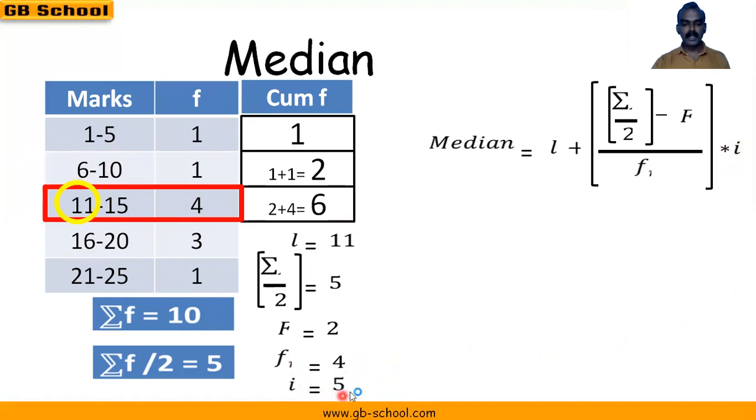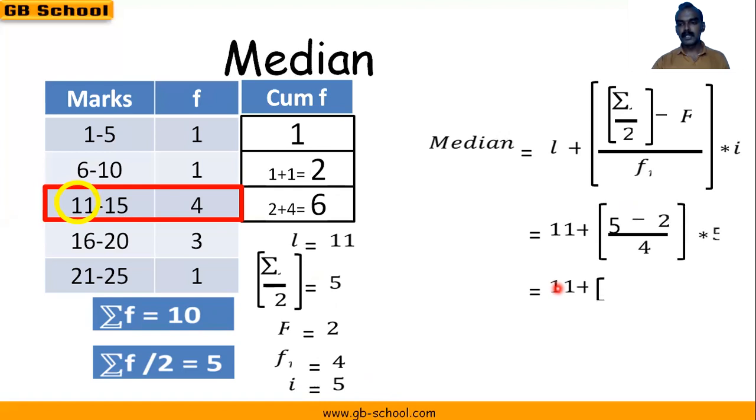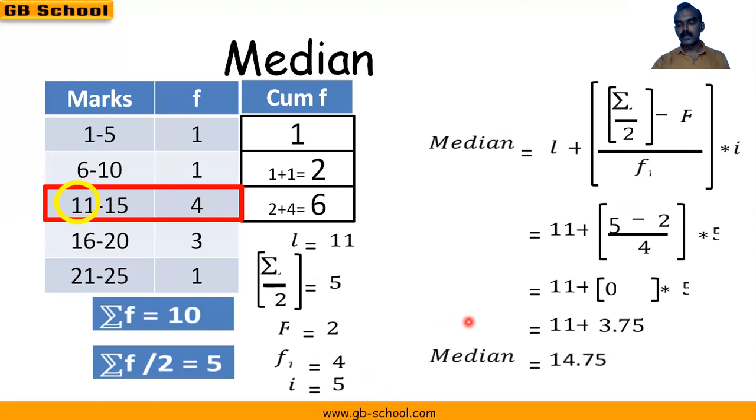Once we have calculated and identified the values like this, then substitute all the values into the formula. So that will be 11 plus (5 minus 2) divided by 4 into 5. It's going to be 11 plus, so the median is equal to 14.75. So this is the way to calculate the median in this class interval data.